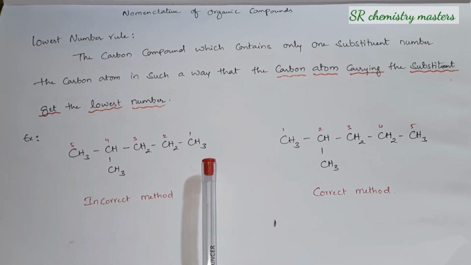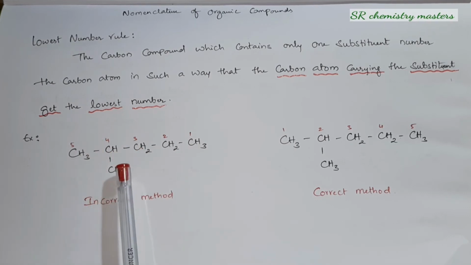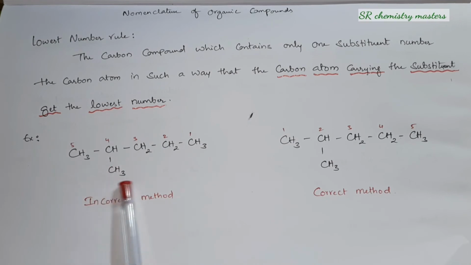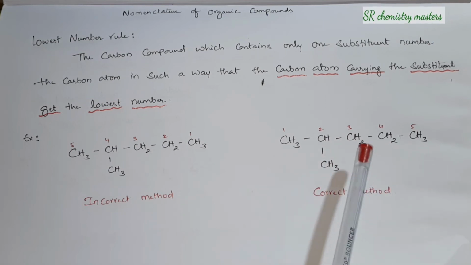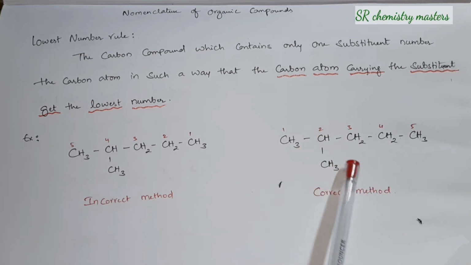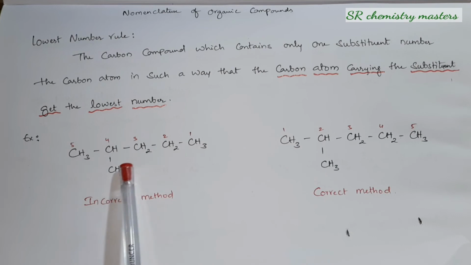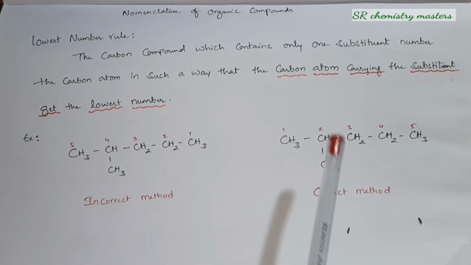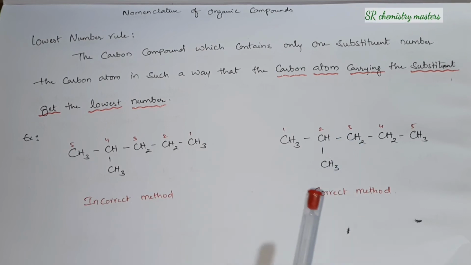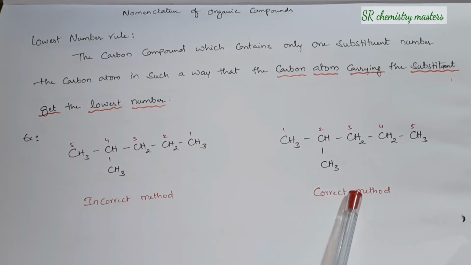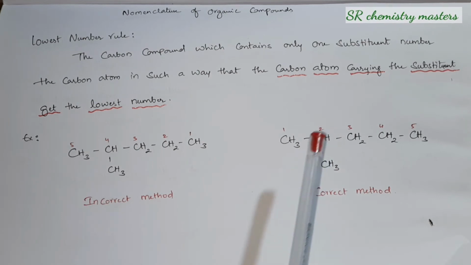If you see here, we have started numbering the carbon atoms from here: 1, 2, 3, 4. The fourth carbon is the carbon atom to which the substituent is attached. If you see here, in this case 1, 2, 3, 4, 5, the second carbon is the carbon atom to which the substituent is attached. In these two methods, while numbering, here the substituent is attached to the fourth carbon, here the substituent is attached to the second carbon. So the correct method of numbering of a carbon compound is this one, because in this case the substituent is attached to the carbon atom which is having the lowest value.